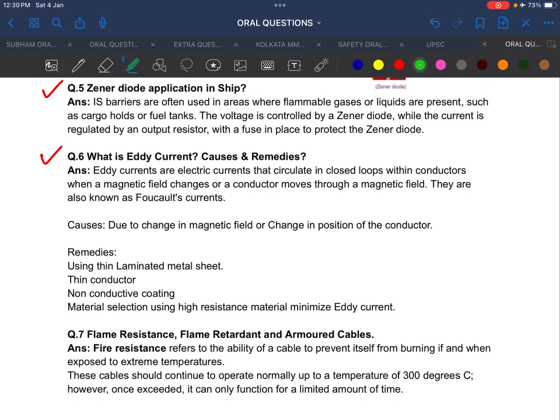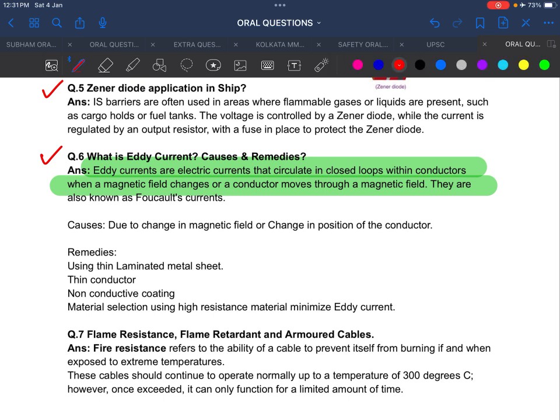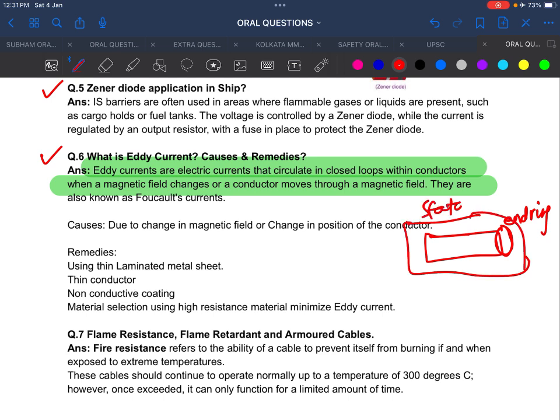Eddy currents are the currents that circulate in a closed loop within the conductor when a magnetic field changes or a conductor moves through a magnetic field. Suppose we have a motor, and the rotor is short circuited by end rings. When we give supply to the stator, it produces a rotating magnetic field, because the coils are placed 120 degrees to each other.